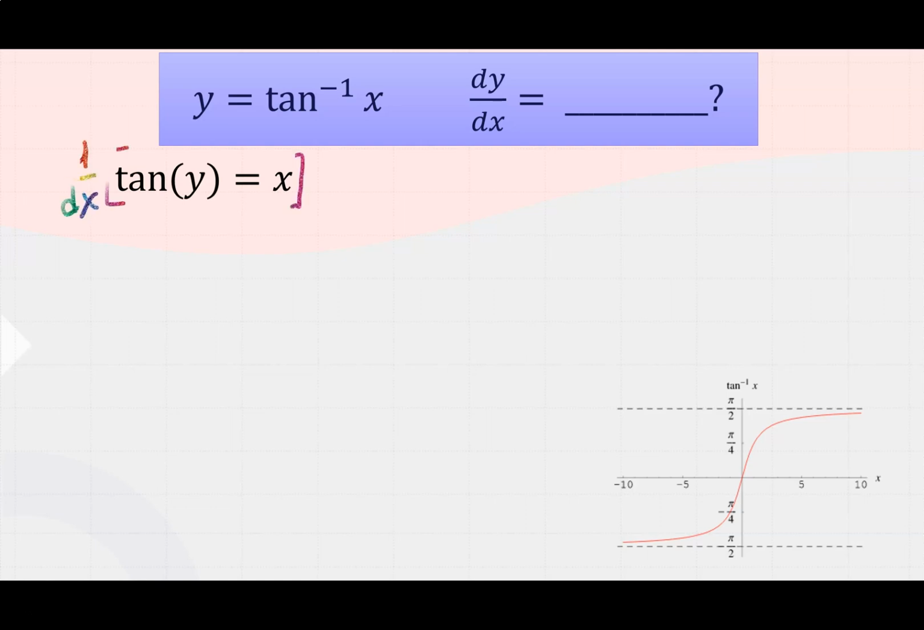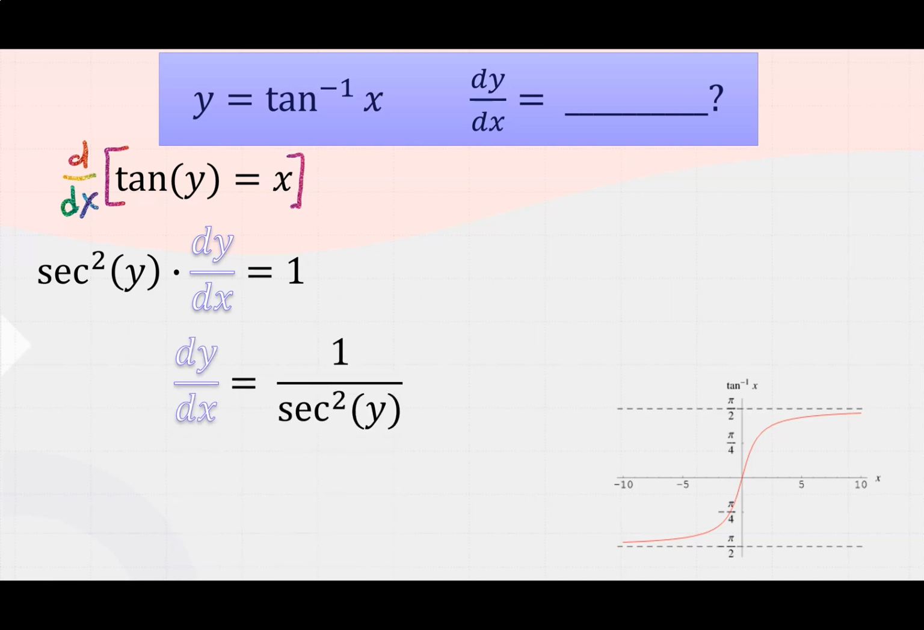We're going to take the derivative of both sides with respect to x, where implicit differentiation will apply on the left-hand side. The derivative of tangent of y is secant squared of y dy dx. The derivative of x with respect to x is 1. So solving for dy dx, it is 1 divided by secant squared of y.